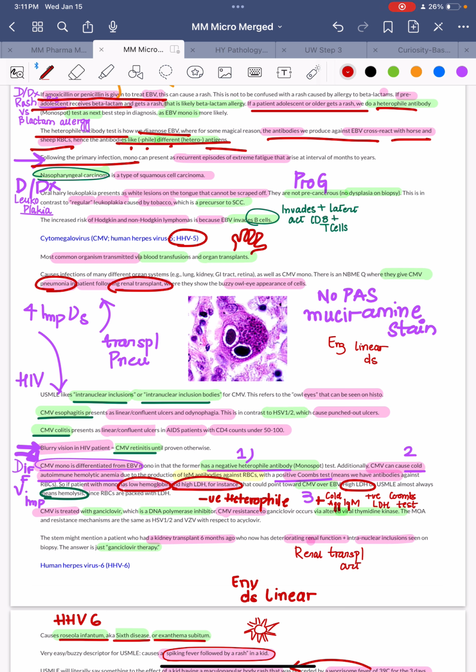So he can have recurrent episodes of extreme fatigue as well, right? And of course, I told you about another disease that is caused by this particular infectious agent. That would be a squamous cell carcinoma, that is nasopharyngeal carcinoma.